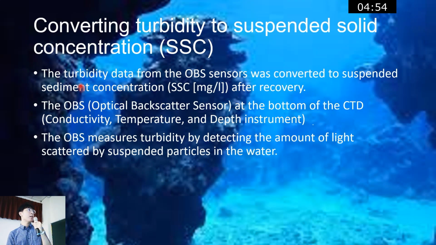And the turbidity data from the OBS sensors was converted to suspended sediment concentration after recovery. What is OBS? It's called optical backscatter sensor, and it's at the bottom of the CTD. The OBS can measure turbidity by detecting the amount of light scattered by suspended particles in the water.